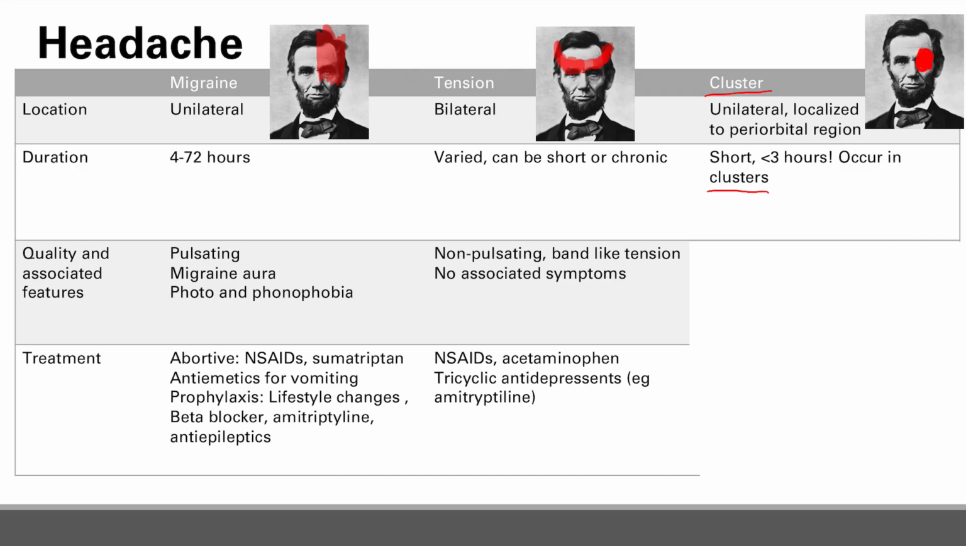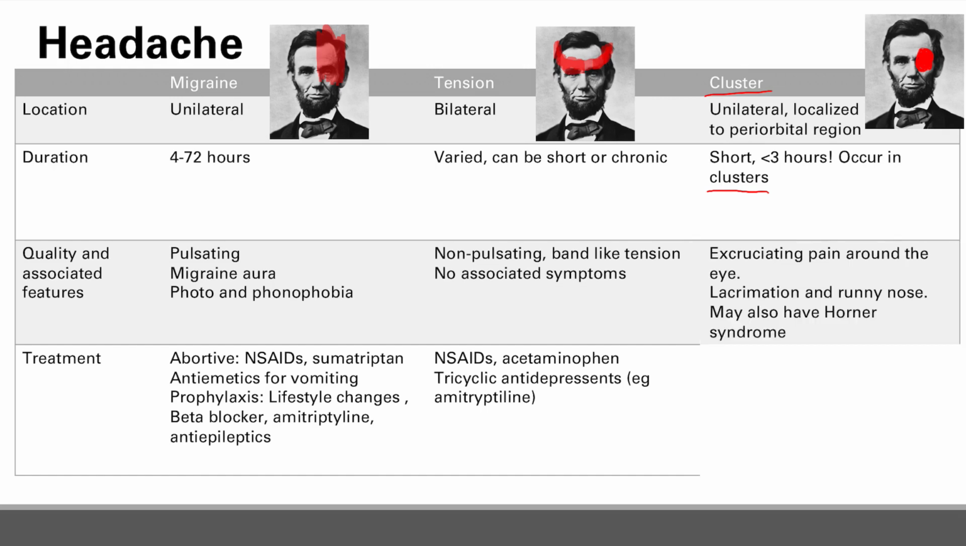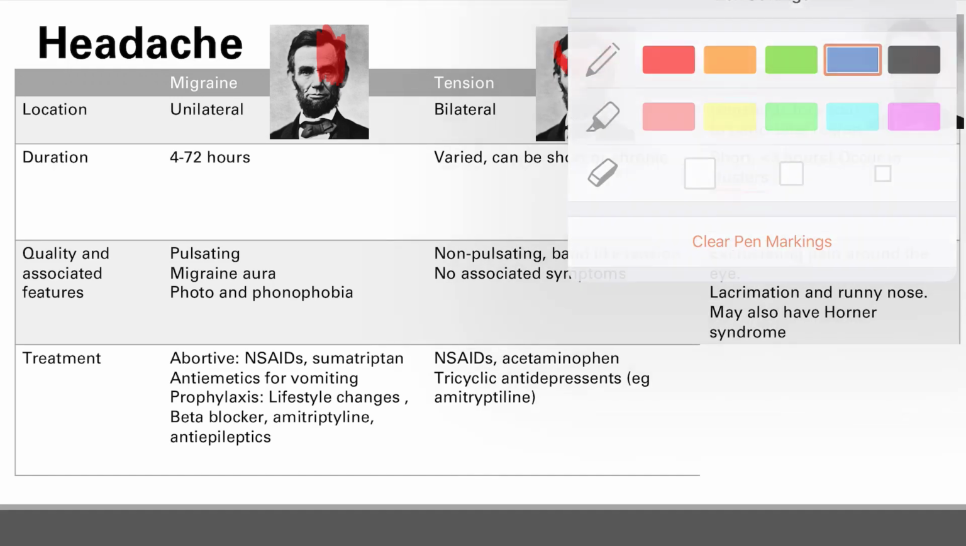So let's say in a month, you get hit by this cluster headache. It lasts for less than 3 hours, and then it comes again a few hours later, and it comes and goes for a few days. And after that, for the rest of the month, you're fine. And then maybe 2 months later, you get another cluster of these headaches. And so the pain here is excruciating, and it's pain around the eyes, we said.